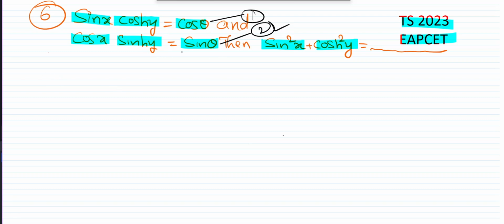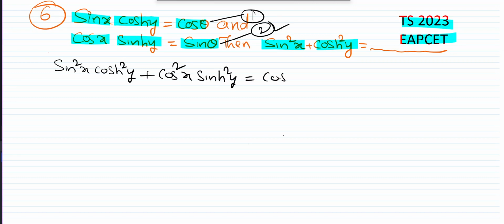Squaring and adding these two equations. The left side is sin square x cosh square y plus the second equation, cos square x into sinh square y, is equal to cos square theta plus sin square theta. So this value is 1, since cos square theta plus sin square theta is 1.